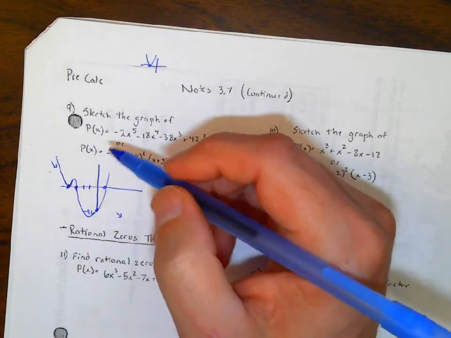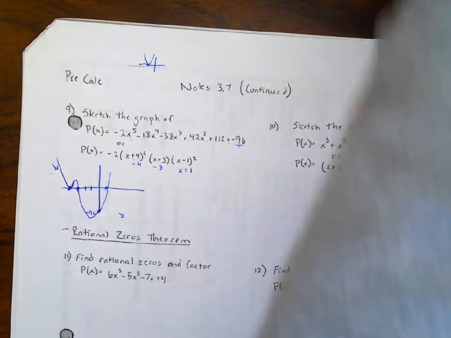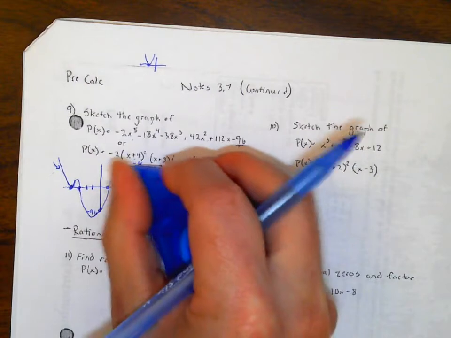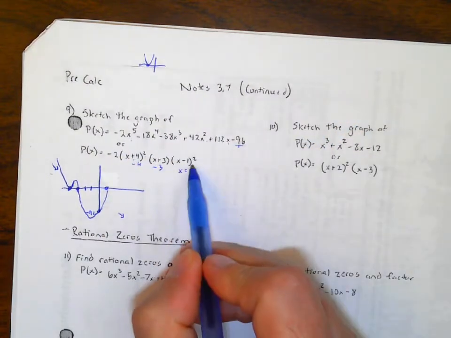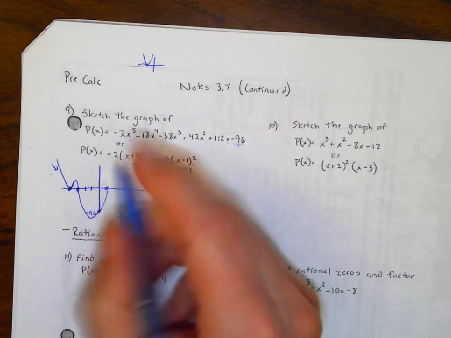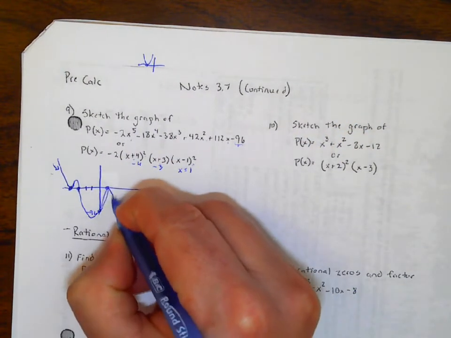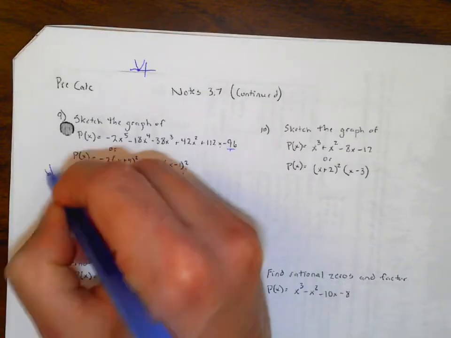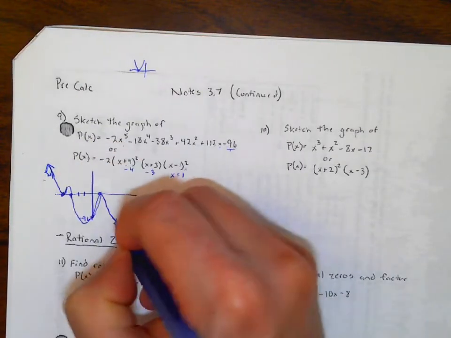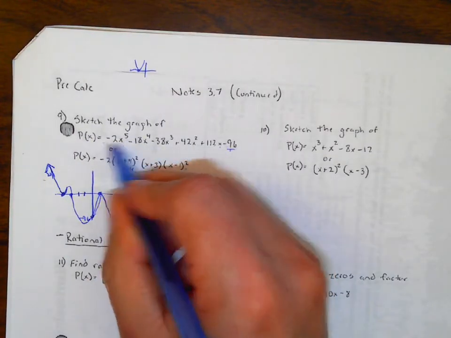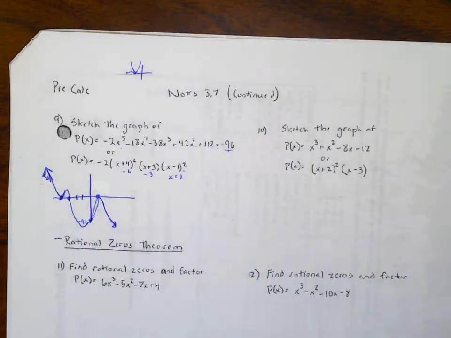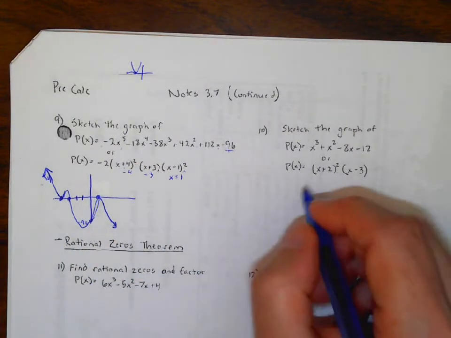Oh, nope, hold on, that was a double zero, wasn't it? Okay, this is a double zero here. So this has to just barely touch and come back down. So we have the end behaviors correct, right? For negative x to the 5th, and we have all the zeros there. Okay, give this one a try.